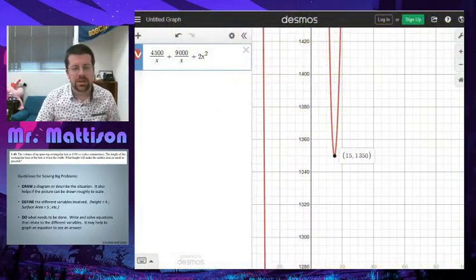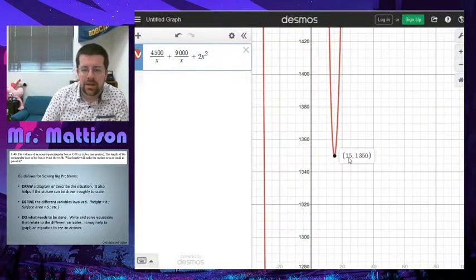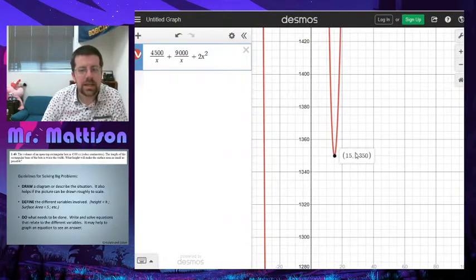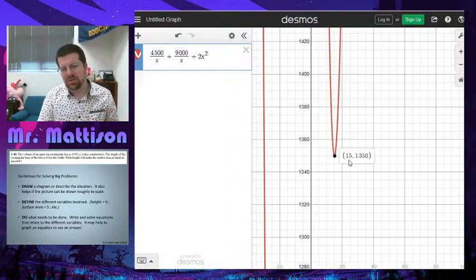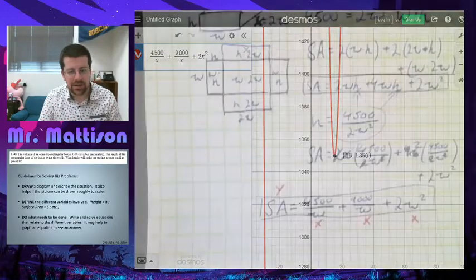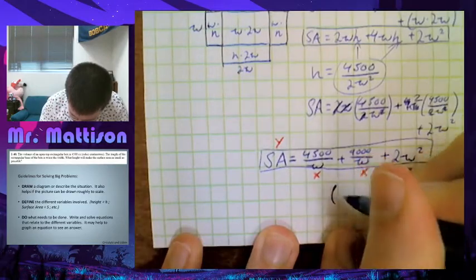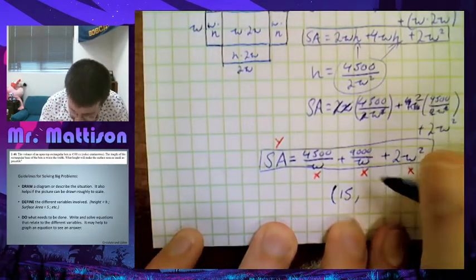So what this is showing me is that the lowest surface area that I can get, which is my lowest y value, would be 1,350 square centimeters. And that would happen when I had a width of 15 centimeters. Okay. But again, my ultimate question wasn't that. My ultimate question was, what height do I need? So let's head back over to this. We found that the point is going to be the point 15, 1350.